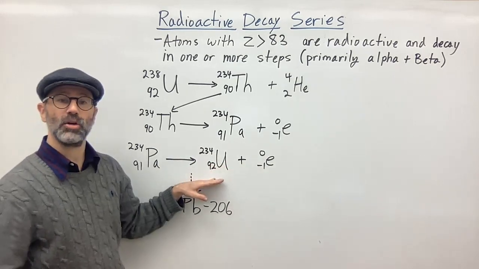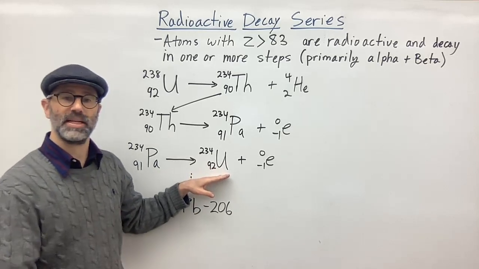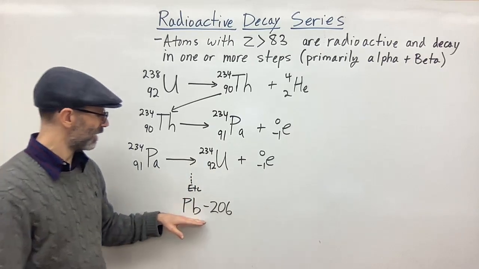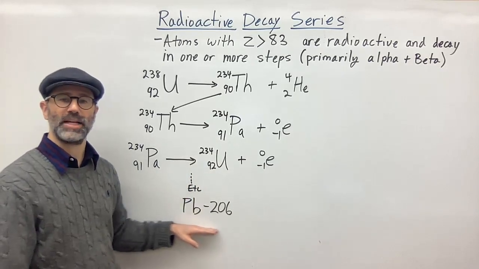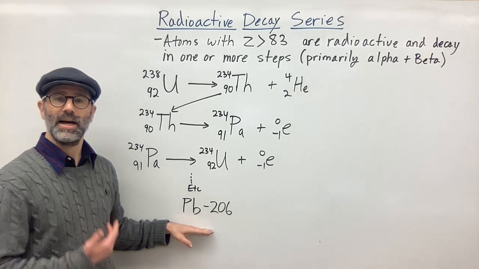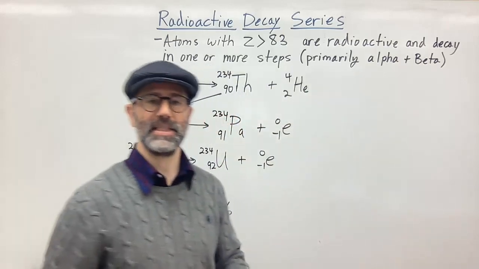And this is still going to go on. So this is still unstable. It's going to undergo the next step in the decay series, and then the next step, and the next step, until it ends at lead 206. So lead 206 is stable, and it's not going to undergo the decay. So I could show you the decay series here.